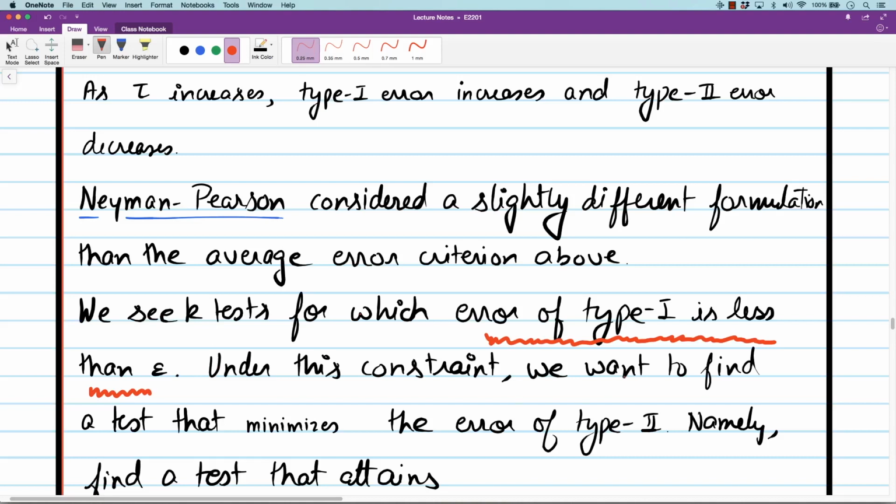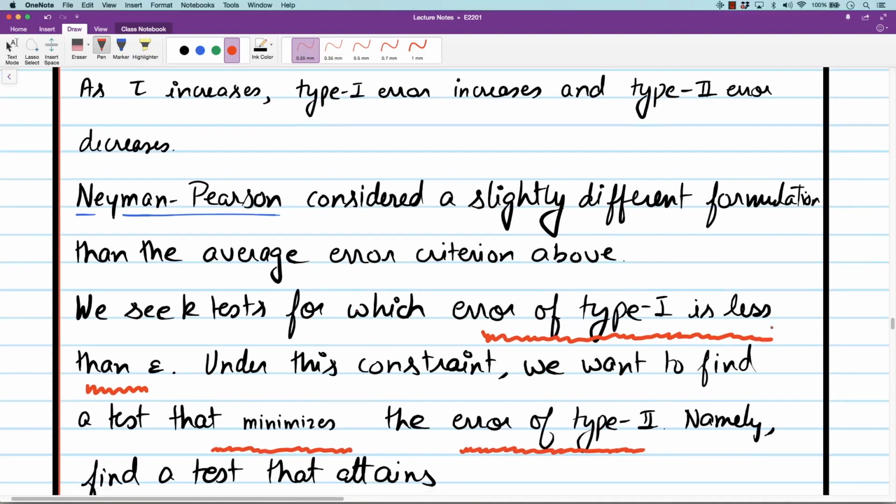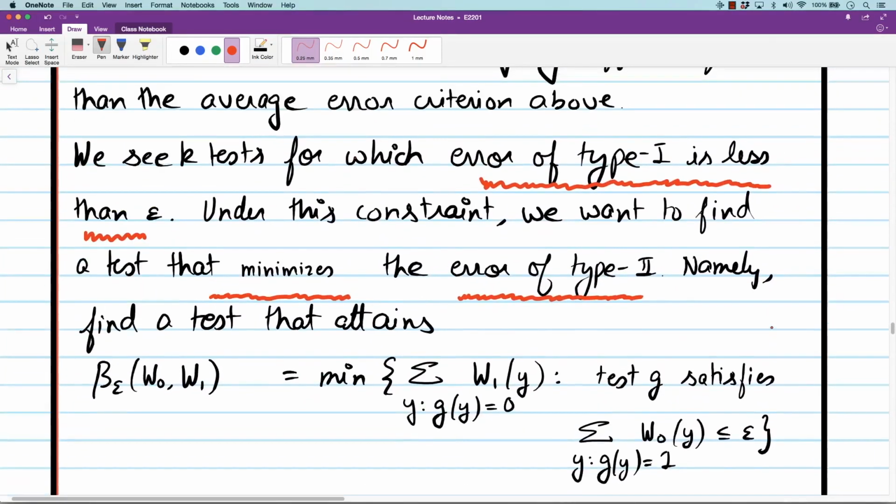So what is the best test once we impose this constraint? We want to find a test that minimizes the error of type 2, subject to the constraint that error of type 1 is less than or equal to epsilon. That's the optimal test. So we'll call this quantity beta epsilon W0 W1.